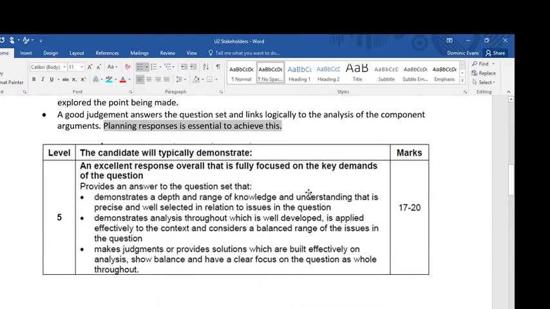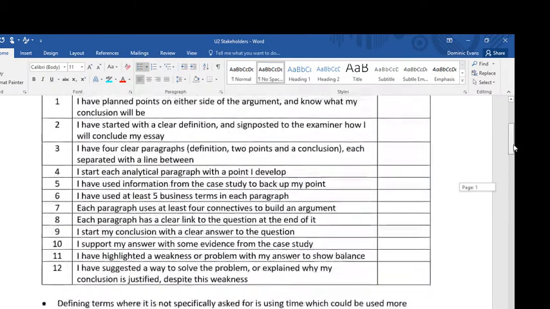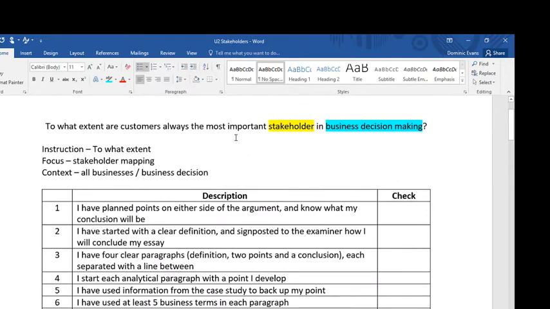And again, this is the descriptor of a level 5, 20 to 25 mark answer. Now then, if we just have a look at the question again: to what extent are customers always the most important stakeholder in business decision making?